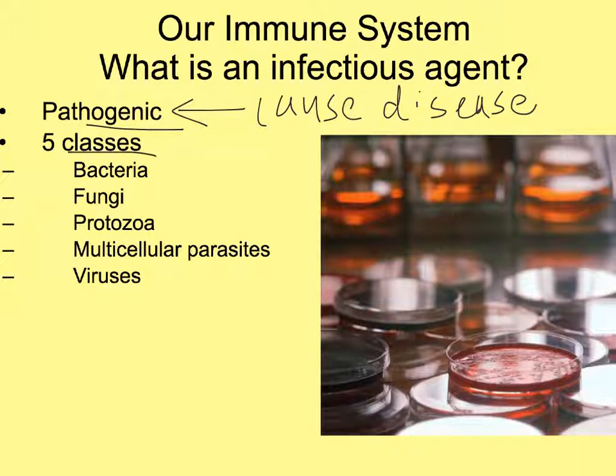Okay, so basically there are 5 classes. So there are bacteria, like staph, strep. There are fungi, and there aren't many human pathogens that are fungi. There are some, so something like a yeast infection. Protozoa, so those are small animals, so something like Giardia, an amoeba. Okay, multicellular parasites, so that would be like worms, something like that. And then viruses, and viruses aren't considered living. So an infectious agent, a pathogenic infectious agent, something that's going to cause disease.